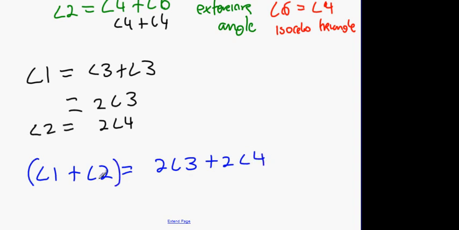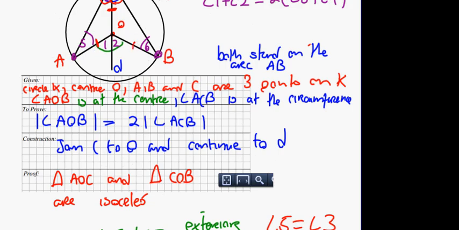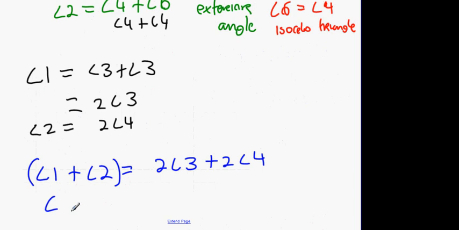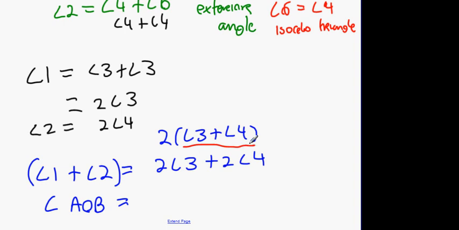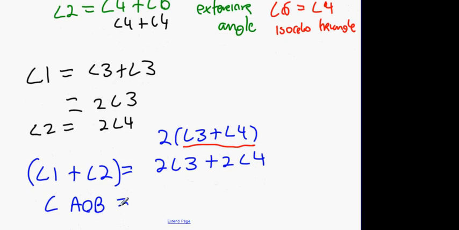What's the name of angle 1 plus angle 2? AOB. Angle AOB must equal 2 times angle 3 plus angle 4. What's angle 3 plus angle 4 called? ACB. And is that what we're asked to prove? And we can put them in lines. Proven.